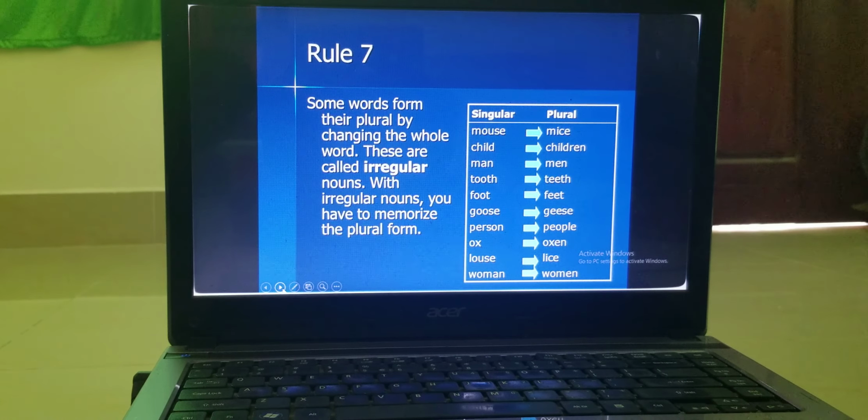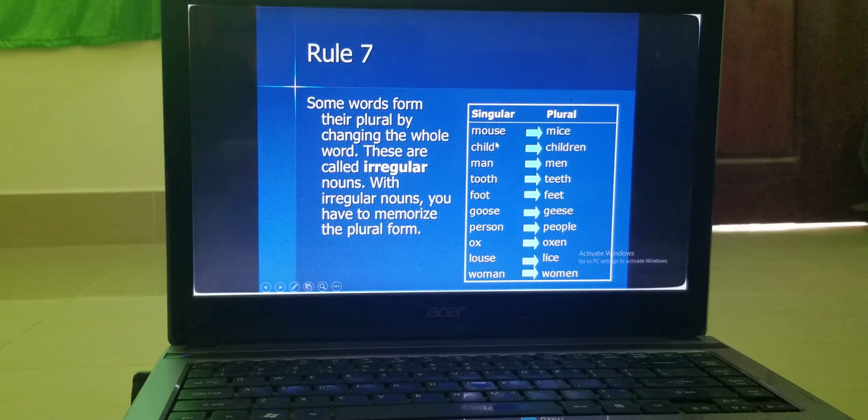And rule number 7, some words form their plural by changing the whole word. These are called irregular nouns. With irregular nouns, you have to memorize the plural form. So irregular nouns are a bit difficult. We can say that it's more difficult than regular nouns, because in English we have regular nouns and irregular nouns. So irregular nouns need you to keep in mind, because we cannot analyze them.